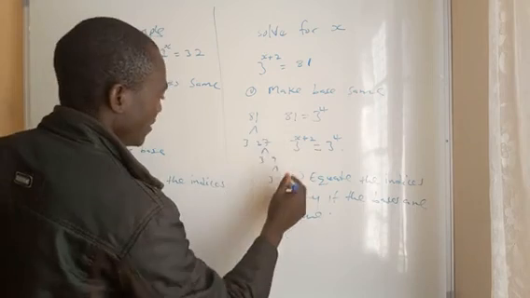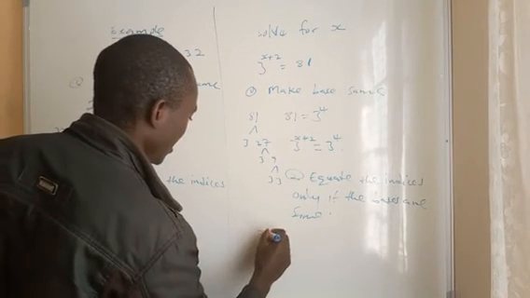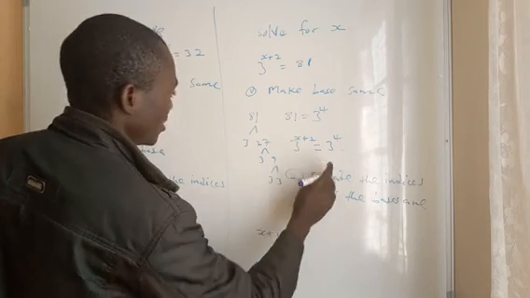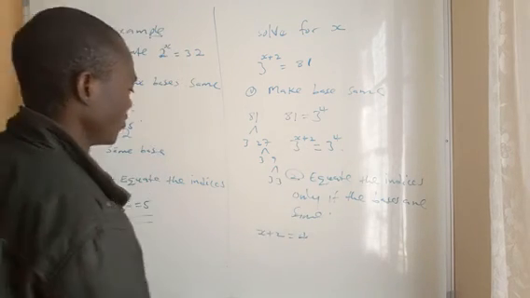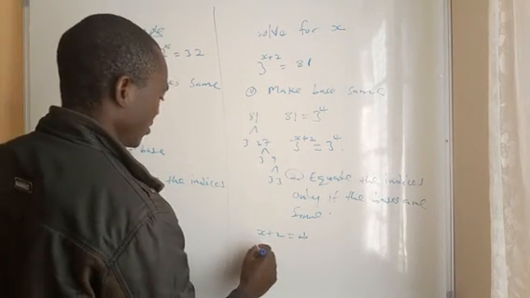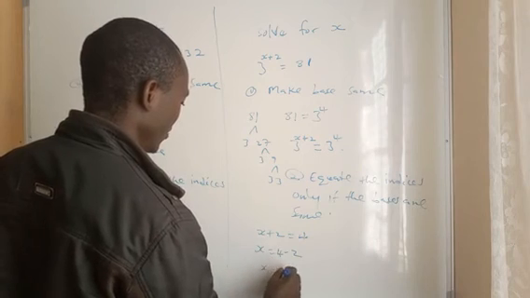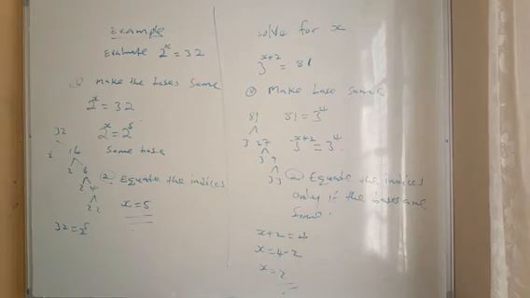So 3 power x plus 2, what is the index there? x plus 2. What is the index on the other side? It is 4. Mathematically, just take 2 to the other side, so we have x is equal to 4 minus 2. x is equivalent to 2. We have solved for the value of x.